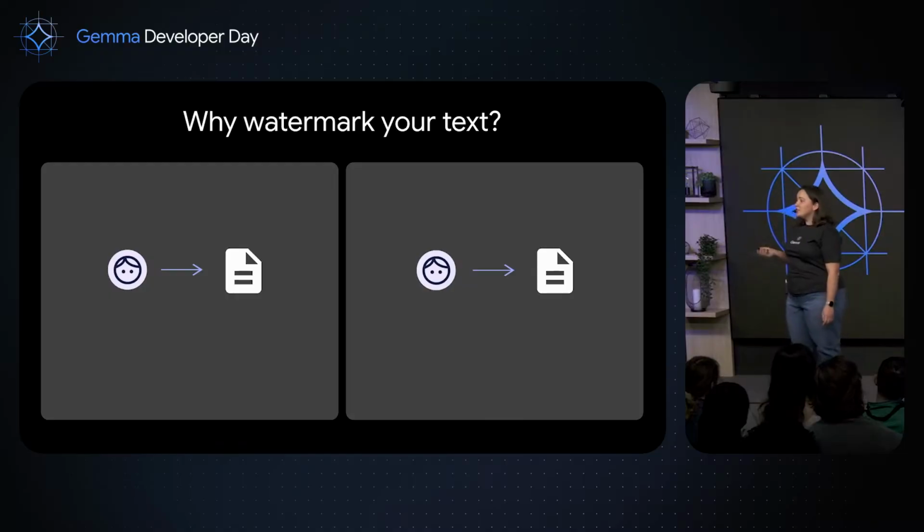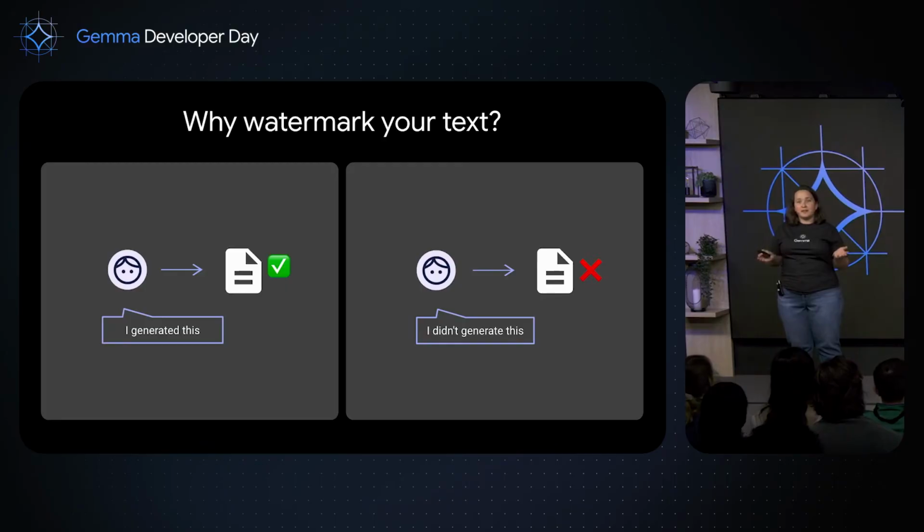So why should you watermark your text? Imagine you built a language model, and you're hosting that model behind an API. Users can access that model and post the content online. Now, if you enabled watermarking with your model, you will be able to determine for content that you find online whether it was generated by your model or it wasn't.